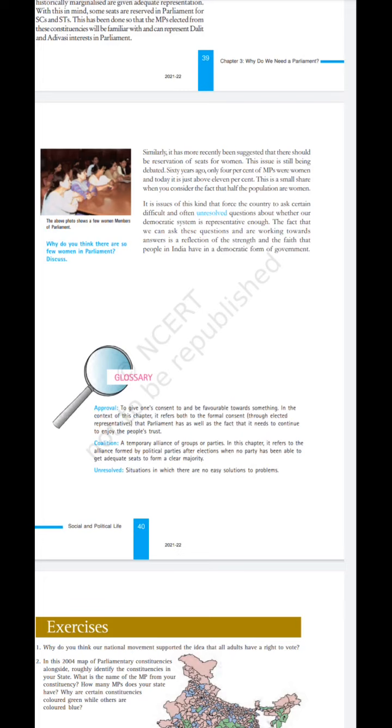Glossary. Approval: to give one's consent to and be favorable towards something. In the context of this chapter, it refers both to the formal consent through elected representatives that Parliament has as well as the fact that it needs to continue to enjoy the people's trust. Coalition: a temporary alliance of groups or parties. In this chapter, it refers to the alliance formed by political parties after elections when no party has been able to get enough seats to form a clear majority. Unresolved: situations in which there are no easy solutions to problems.